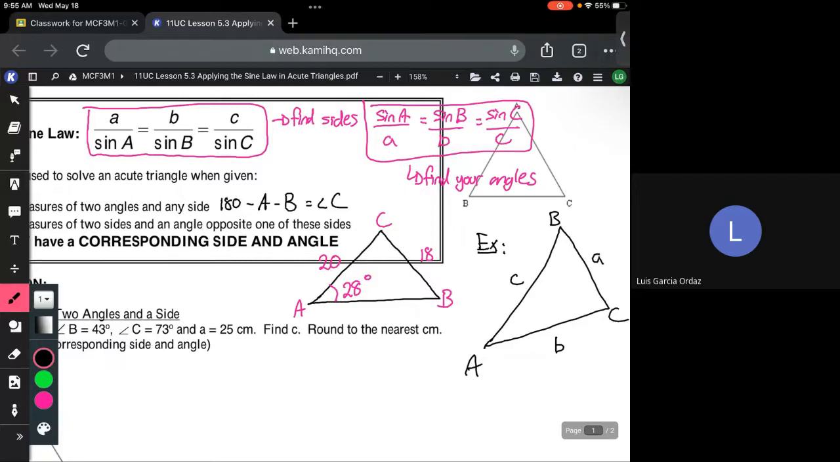So big A is always opposite of little a, and big B is always opposite of little b. I'm gonna keep this up for a bit. So the small a represents the side, right? The small letter represents the side, and the big letter represents the angle.